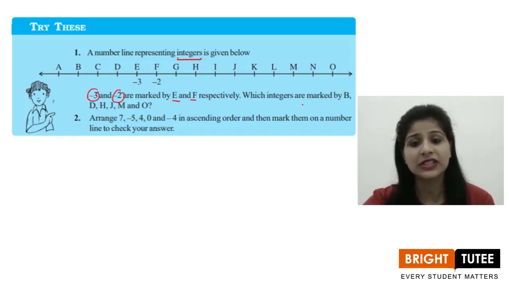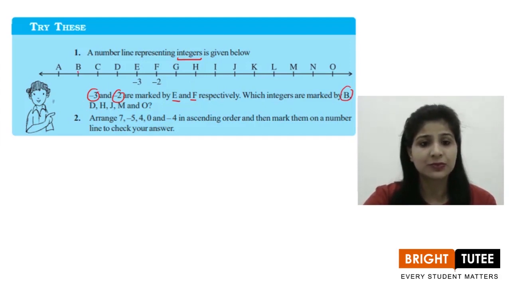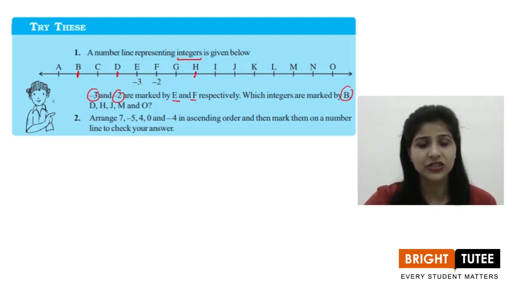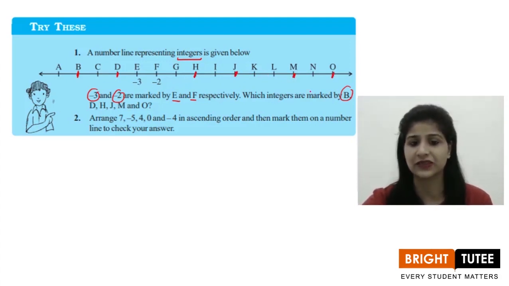They're asking which integers are marked by B. Okay, so I'll just make them of red color, whichever we have to calculate. We have to tell of B, D, H, J, M and O. We have to tell these values.